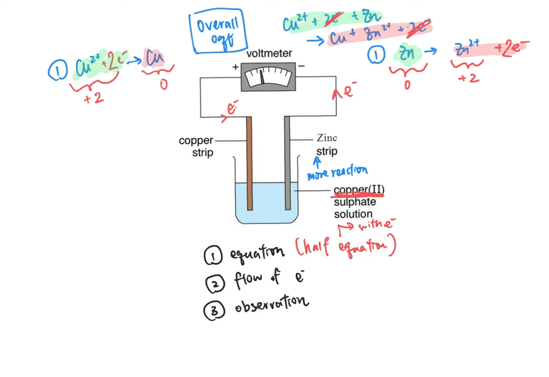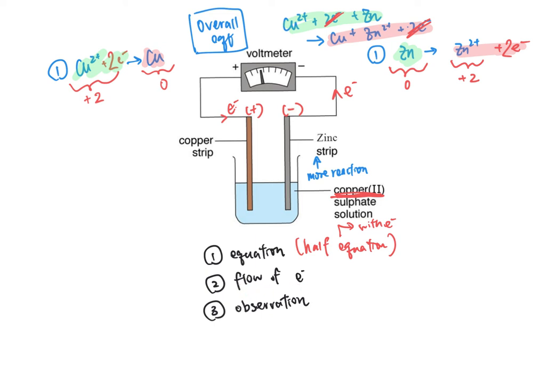And the flow of electrons: you can see the copper 2 ion is taking the electrons, and the zinc gives out the electrons. So we can already see the electrons go from the zinc to copper. And the one which gives out electrons, we say this is the negative pole, because negative charges repel each other. So the negative electrons go out from the negative electrode, and then positive and negative attract each other, so electrons go into the positive pole. So copper is the positive electrode while zinc is the negative electrode. So that is the flow of electrons.